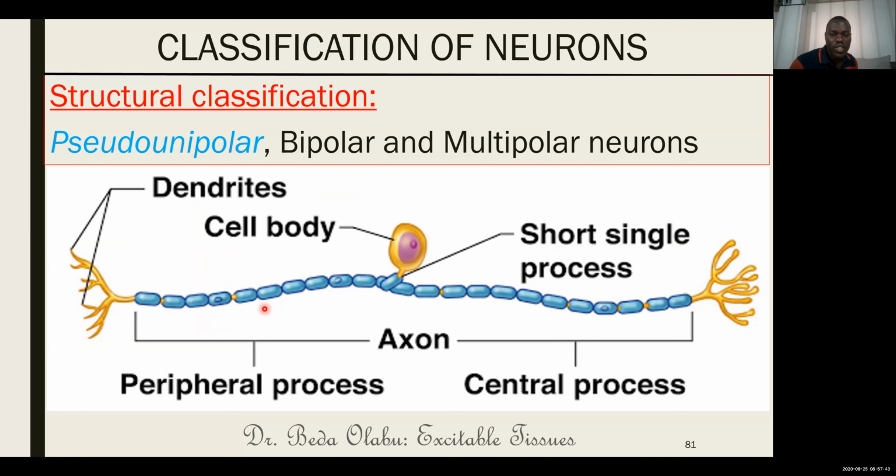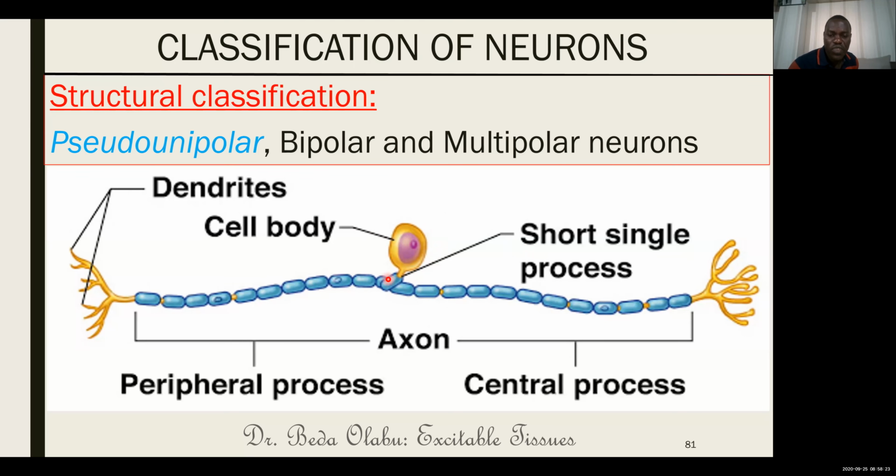How about pseudounipolar neurons? We have said that in pseudounipolar neurons, where the cell body is here, there's a short single process which then divides into two. Usually there'll be one process which is peripheral, and that's the one that is dendritic. And there'll be another process that is central, that's the one that will be axonal. Pseudounipolar neurons are found in the peripheral nervous system.